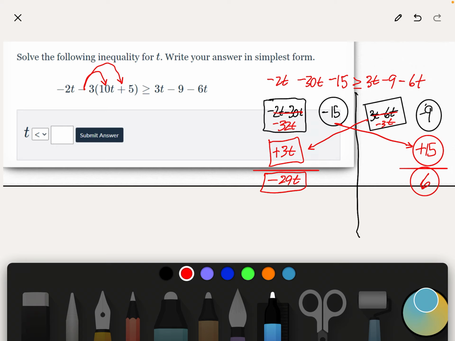All right. Last step. Whenever you get boxes and circles on the opposite sides of the line, the last step is always to divide by whatever's in the box. So I'm dividing both sides by a negative 29. And because I'm dividing by a negative, that means my inequality has to flip. It was greater than or equal to, so now it's going to be less than or equal to. And then it's just going to be a negative 6 over 29. I can't simplify that anymore, so that would be my answer. And that's what you have to do.